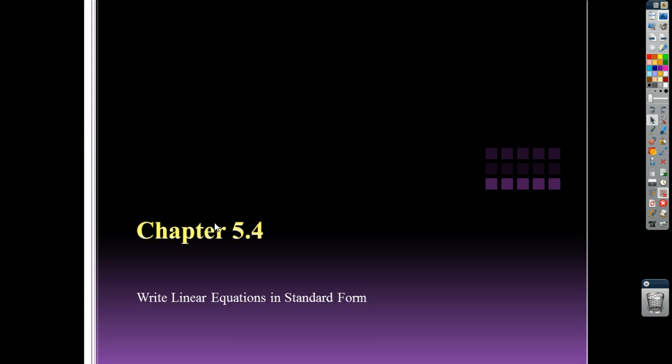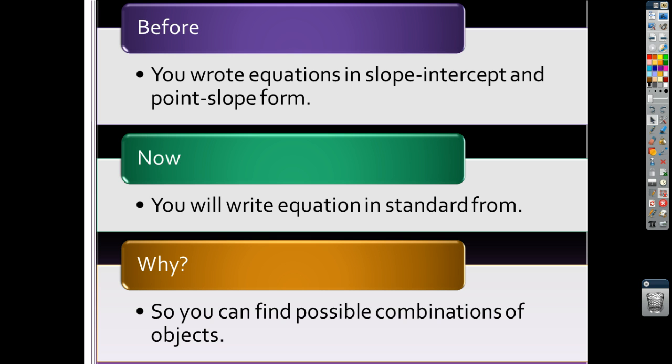All right, writing linear equations in standard form. So we discussed how to write them in slope-intercept and point-slope form. Now we're going to do it in standard form. One possible application of this would be possible combinations of objects. We'll do a little word problem at the end. And again, it's to get to that practice of rewriting the equations in different ways.